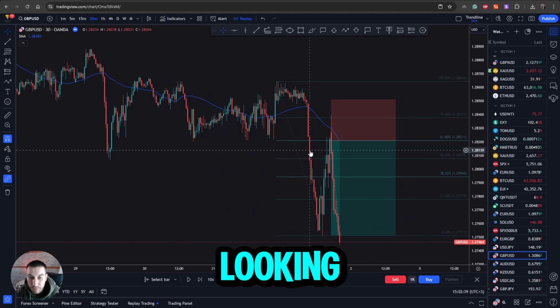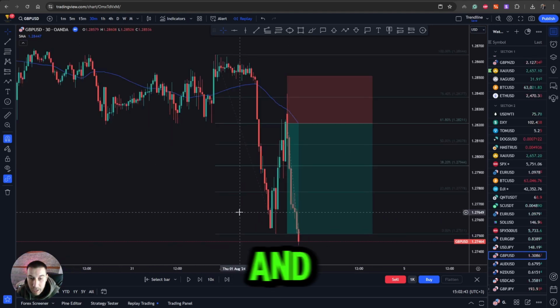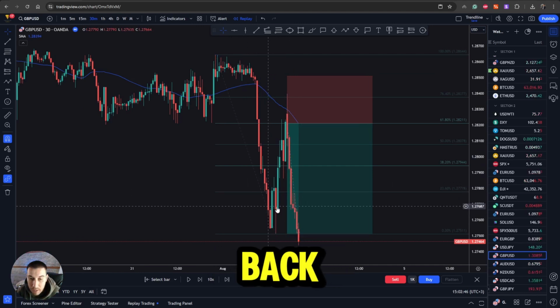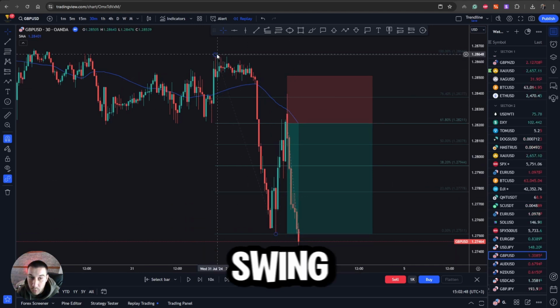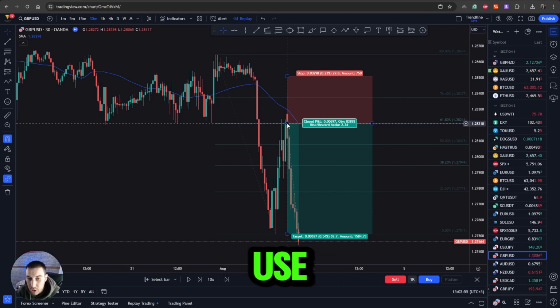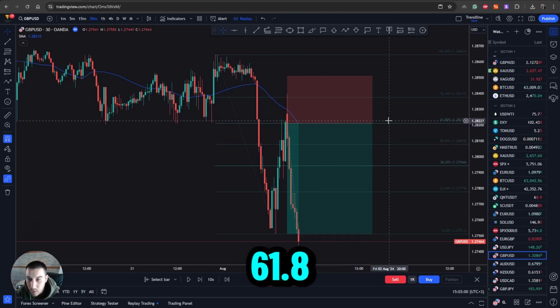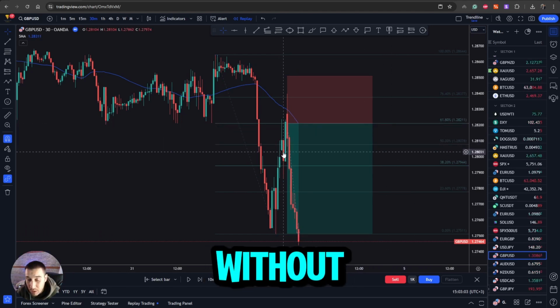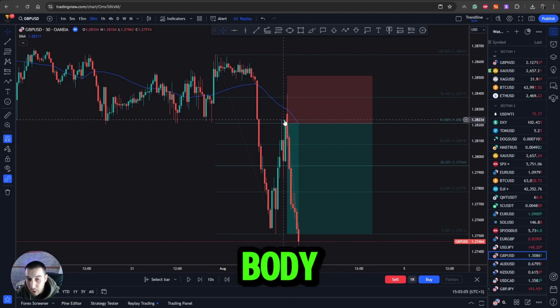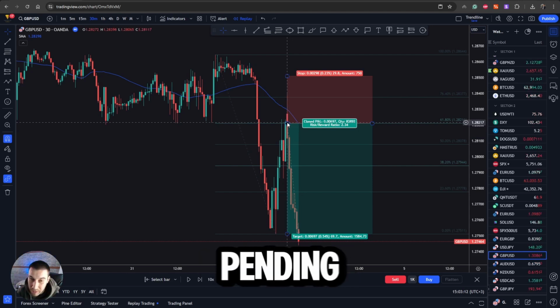Now, the next thing we're looking for is the next bearish leg with price breaking below this support right here. And as soon as we start forming up this pullback, that's when we place our Fibonacci tool from swing high down here to swing low. And we place a pending order at the 61.8 level. Now, we're going to use pending orders because many times you will see price leaving a wick through that 61.8 level without actually forming a candle body right there. So that means if you're trying to enter manually, many times you will be missing those trades. That's why we use pending orders.